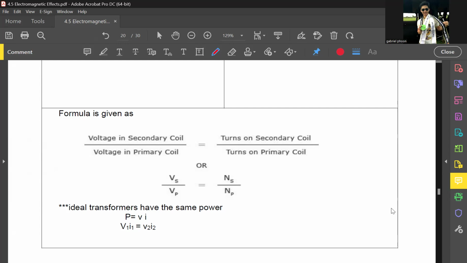Oh, you guys are at question number 4. Hold on, you don't know the answer, I haven't taught you guys yet. So number 4 is just to transmit electricity over long distance.